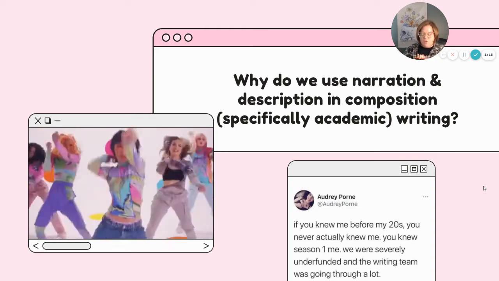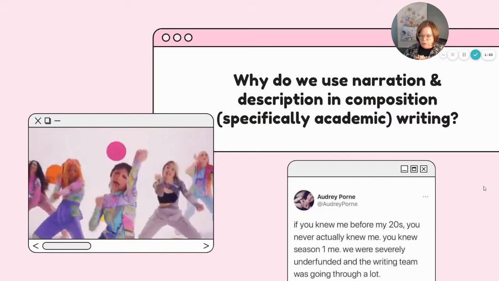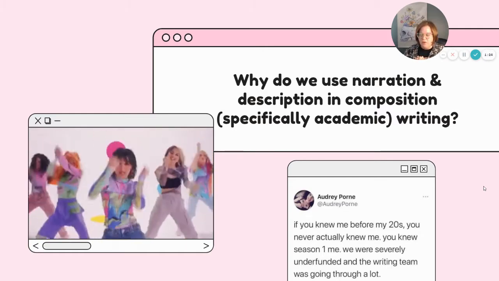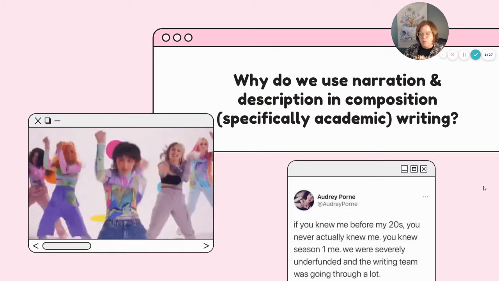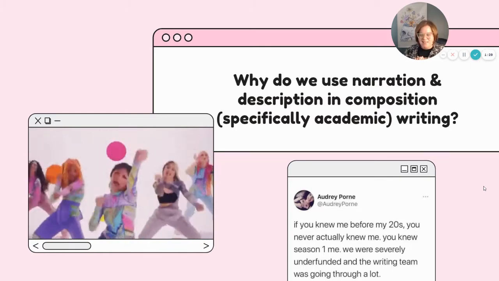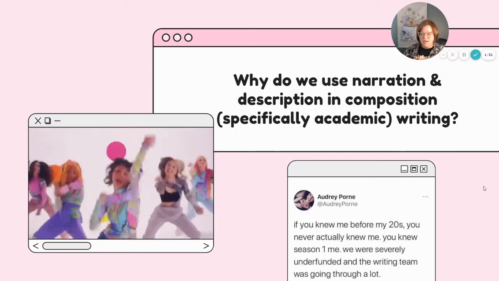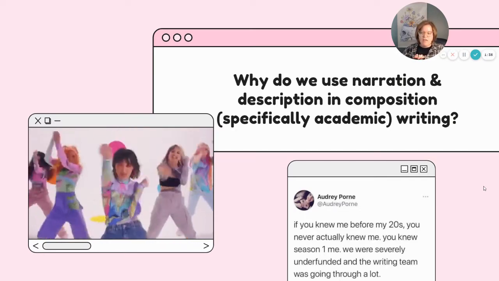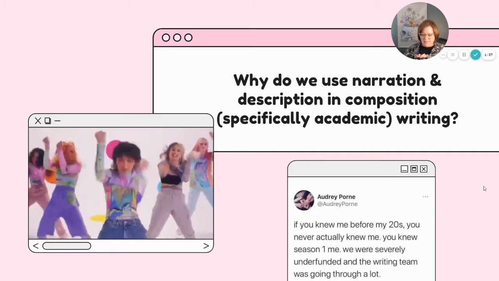It's most often found in creative writing, of course. Same thing with narration. Storytelling is most often found in creative writing, but it can be used in academic writing to help enhance the essay. Keep in mind that even though we are writing an essay that uses narration and description, that doesn't stop here. These are skills that you can move on and use in other essays.